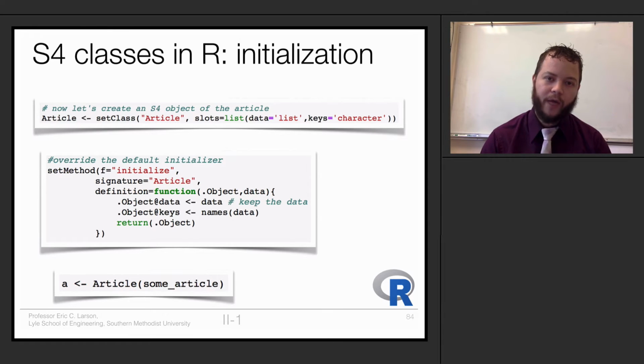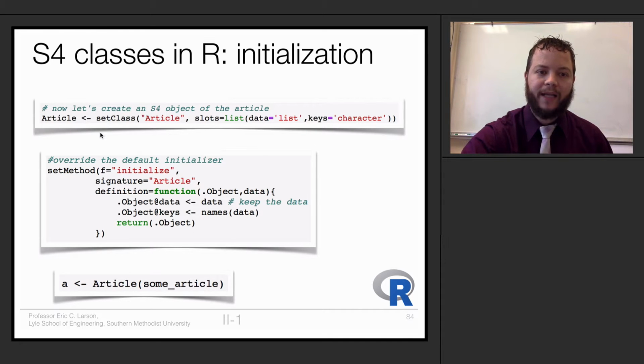Let's say we wanted to create a class called Article. Well, the way that we would do that is we would call a function called setClass. And inside of that, we would tell it what the name of the class is. And we're going to say the name of this class is going to be called Article.